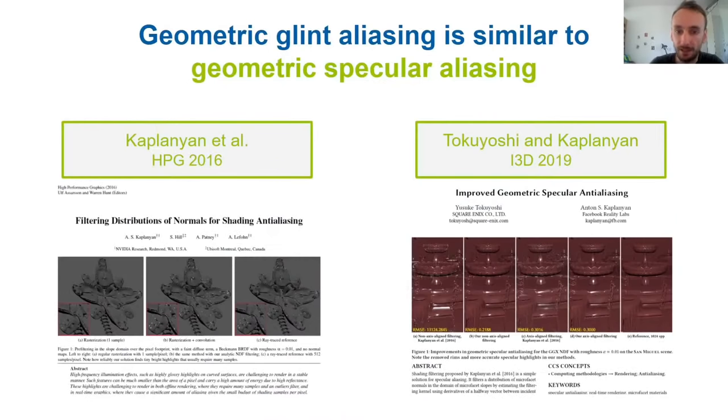Geometric glint aliasing is very similar to geometric specular aliasing, which has already been addressed by Kaplan and colleagues in 2016 and Tokuyoshi and Kaplan in 2019. Both methods propose a specular anti-aliasing technique suitable for real-time rendering, where few samples per pixel are used. I will now explain how the method works before explaining how we have adapted it to glittering materials.